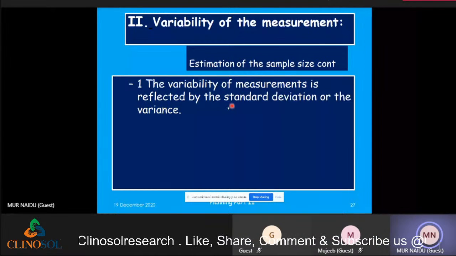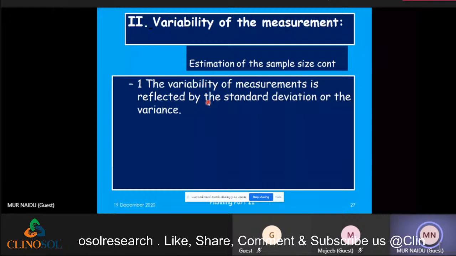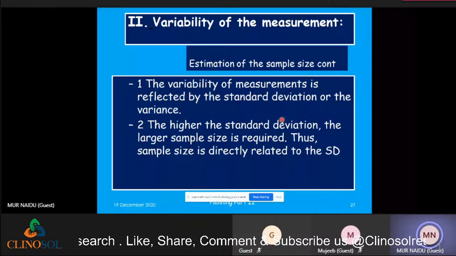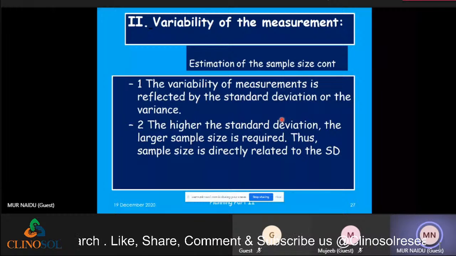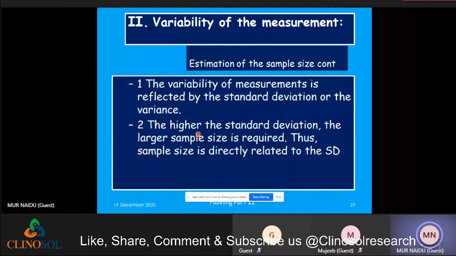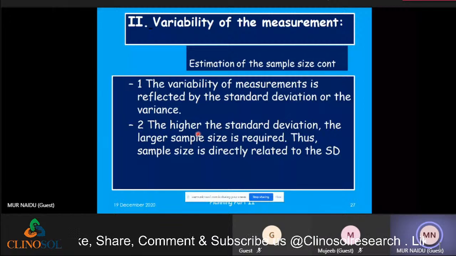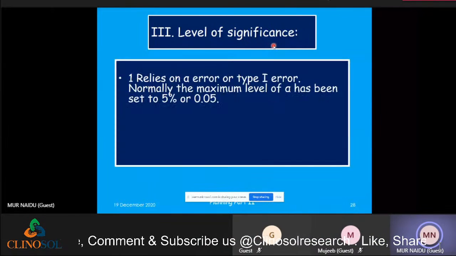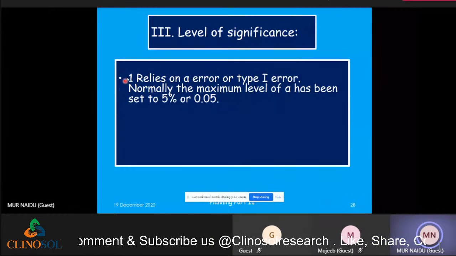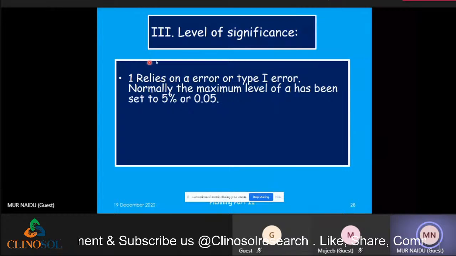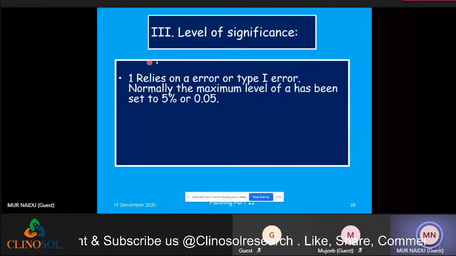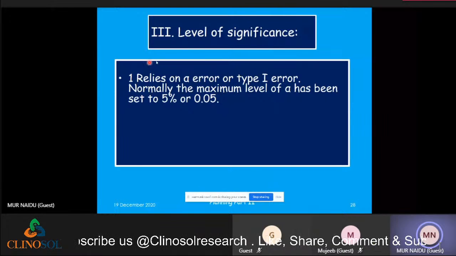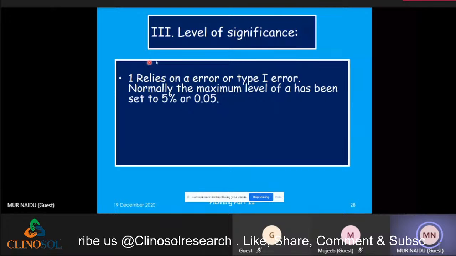Now come to the level of significance. When you are coming to level of significance, first is probability. For knowing the probability, we have two very important things, that is the error. One is known as alpha error, also known as type 1 error. And this type 1 error is mentioned as a probability or P. Usually the type 1 error should be less than 5%, or P should be less than 0.05, commonly fixed for type 1 error.